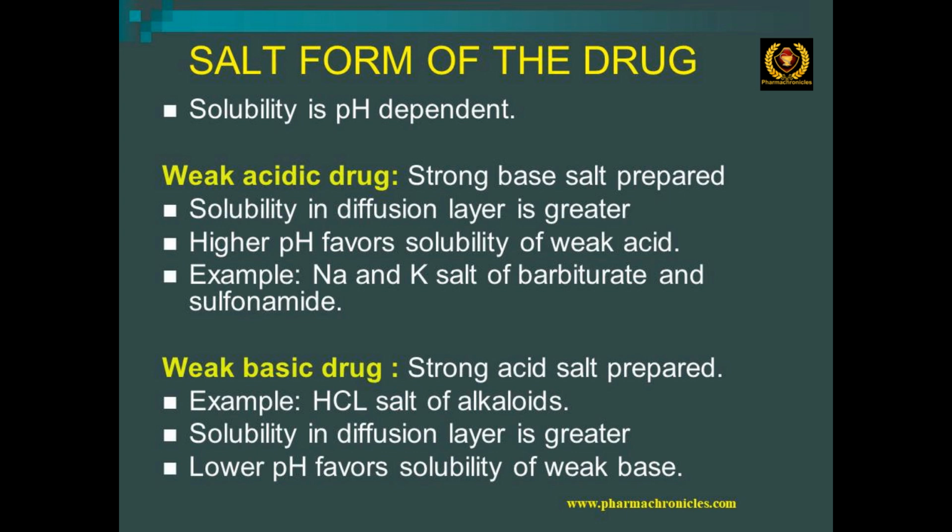Salt form of the drug. Solubility is pH dependent. For a weak acidic drug, a strong base salt is prepared. Solubility in the diffusion layer is greater. Higher pH favors solubility of weak acids. Examples: sodium and potassium salts of barbiturates and sulfonamides. For a weak basic drug, a strong acid salt is prepared. Example: HCl salts of alkaloids. Solubility in the diffusion layer is greater. Lower pH favors solubility of weak bases.